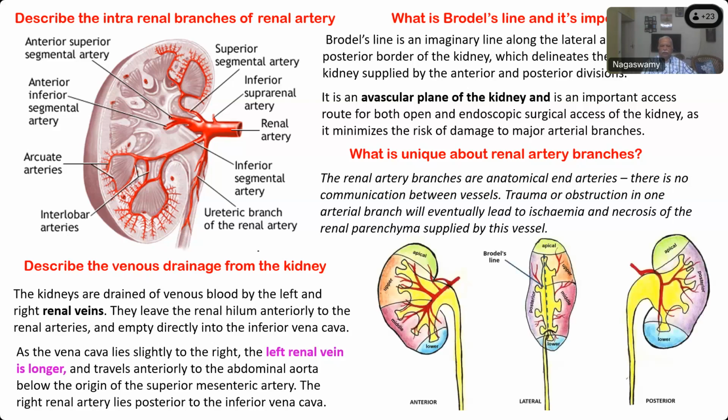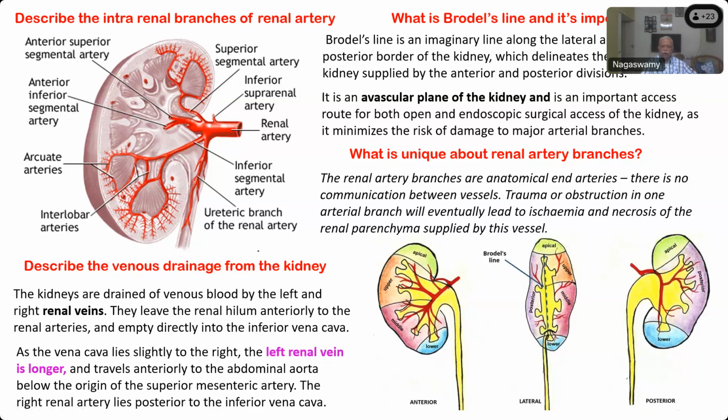So this is the picture to know the 5 segments: the apical, upper, middle, lower, and posterior. These are the 5 segments as I told earlier. And this is Brodel's line, which gives an imaginary line between the anterior and posterior, which will be the very least vascular area. So you can see the blood vessel coming here and then branching into all these things. So these are the 3 views of the kidney.